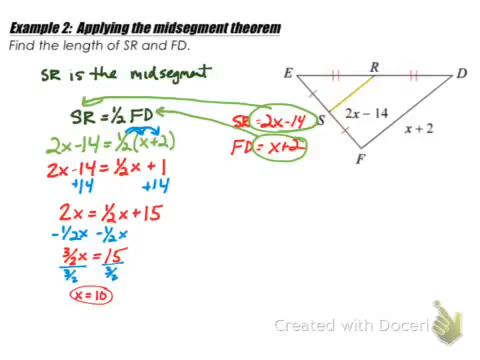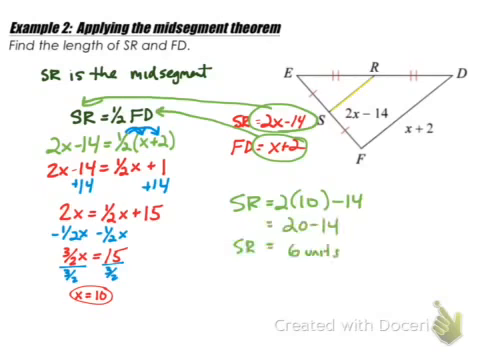Now we're not done. We found the value of the variable x. Now we have to figure out what the lengths of SR and FD are. So we substitute 10 into our expression for SR, 2x minus 14. So 2 times 10 minus 14, we get 20 minus 14. Therefore, SR is equal to 6 units. And since we know SR is the midsegment, for FD we just double the length of SR. So FD has to be 12 units.